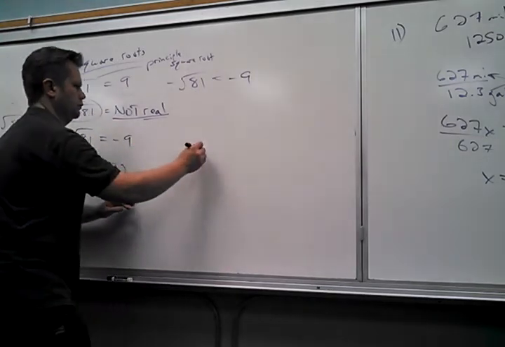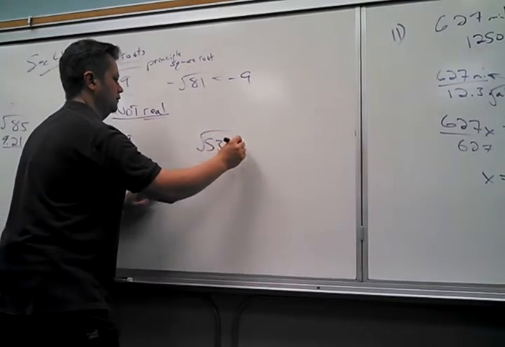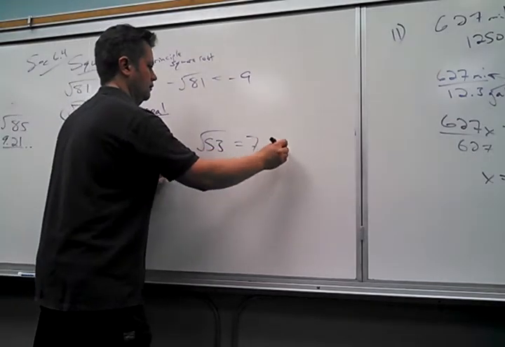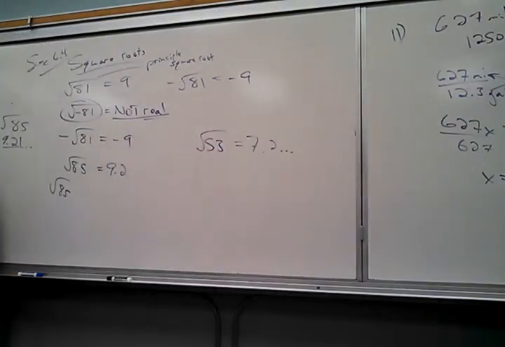So estimate what the square root of 53 would be, roughly? What number is close to that you could do the square root of? 7. Well, 49, which is 7. So the square root of 53 should be 7.2 something. And if you do the calculator, you get 7.28.